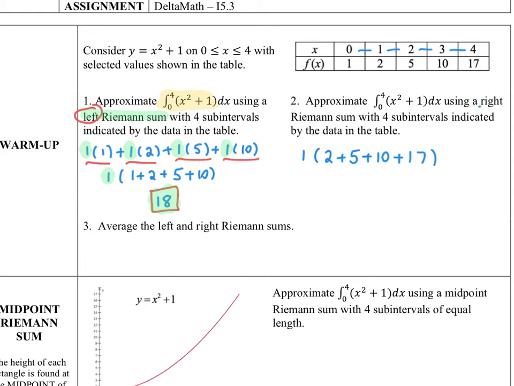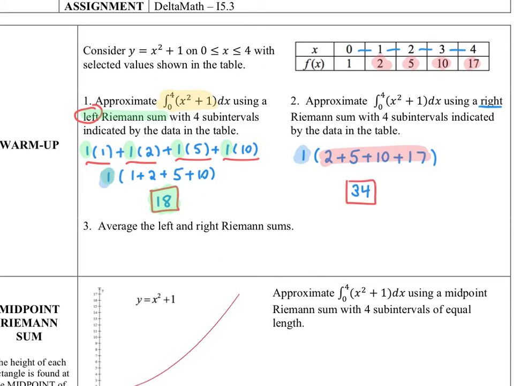Then I could do this right Riemann sum by writing that equal subinterval out here initially, kind of like how I did with the 1 over on the left Riemann sum, and then just multiplying times all the heights that happen on the right. So the 2, the 5, the 10, the 17, add all those together, and I get a final answer of 34 for my right Riemann sum.